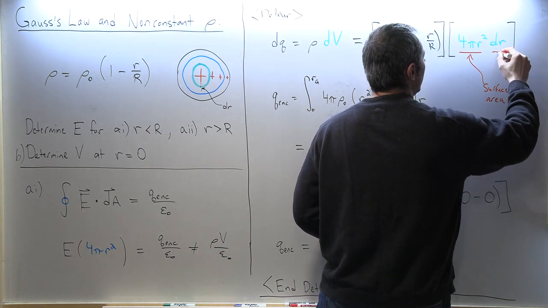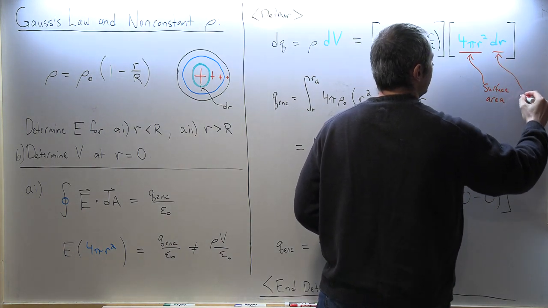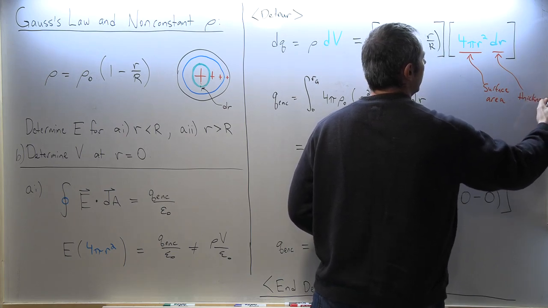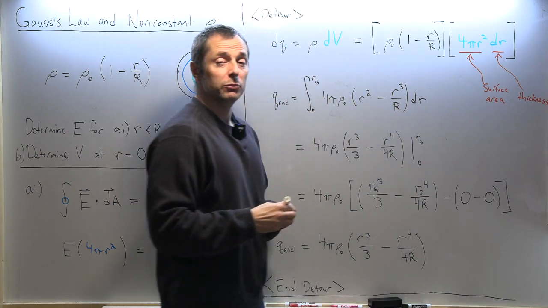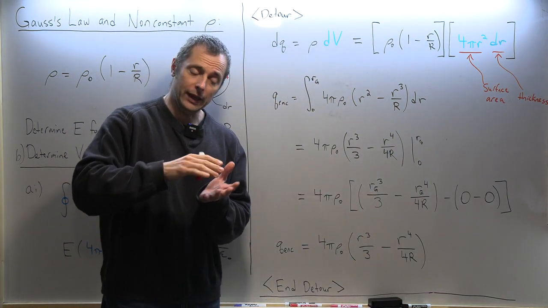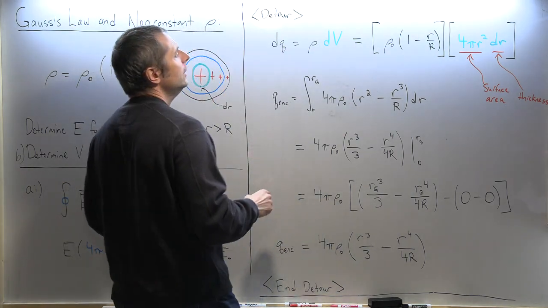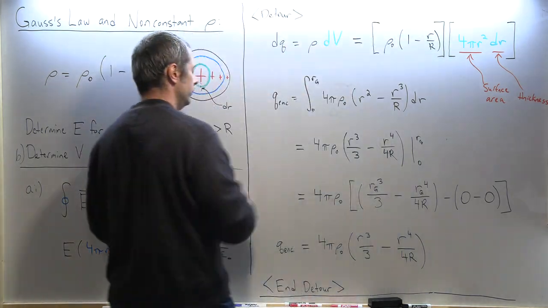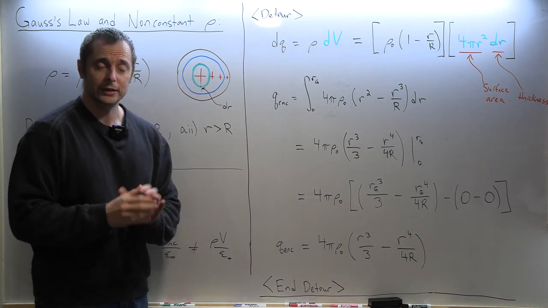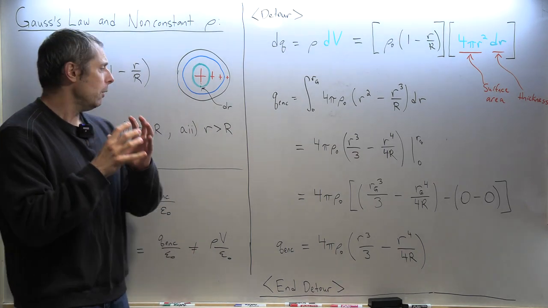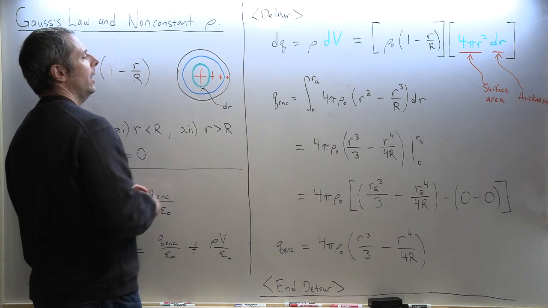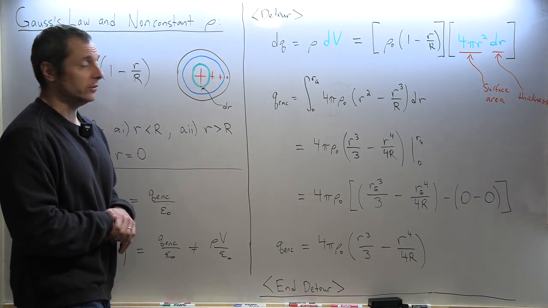And we multiply by the thickness of the shell. So it's like area times height when you figure out the volume of something. So that's the volume of that shell. That'll give me the coulombs in that shell. But I don't want just the coulombs only in the shell. I want the total coulombs inside my Gaussian surface.